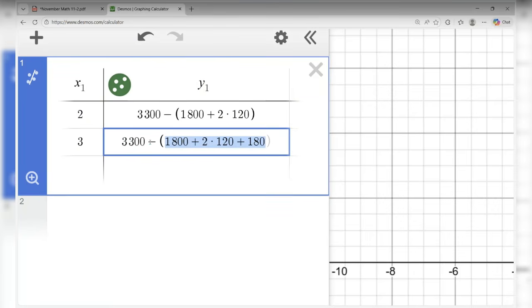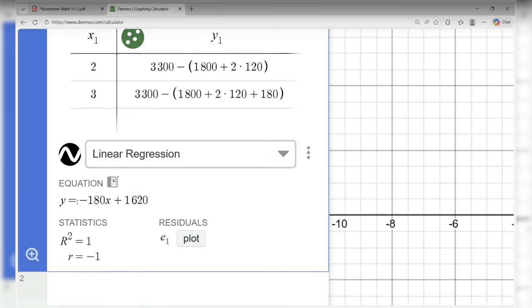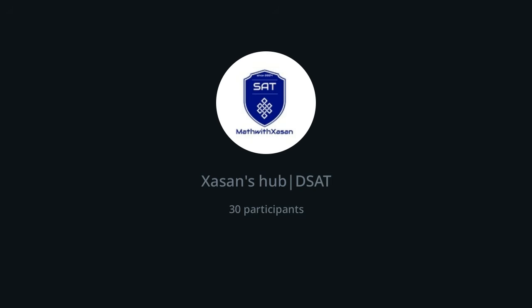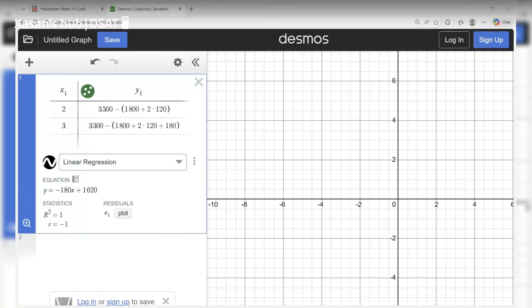If you subtract, you're gonna have how many bees you needed, and then with the regression, we're gonna have minus 180x plus 1620. Yeah, that's the beautiful Desmos way if you understand the concept. So far I didn't do this question by the Desmos, but now I'll give the idea, that's cool.